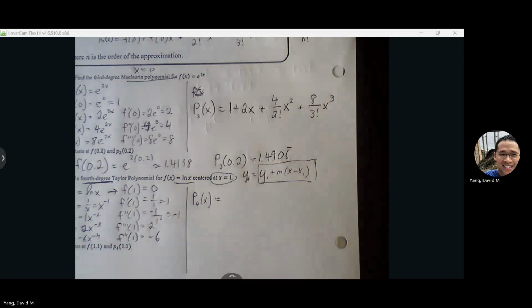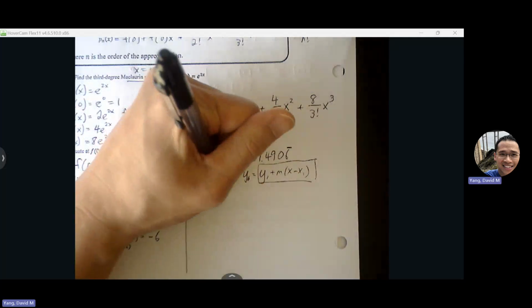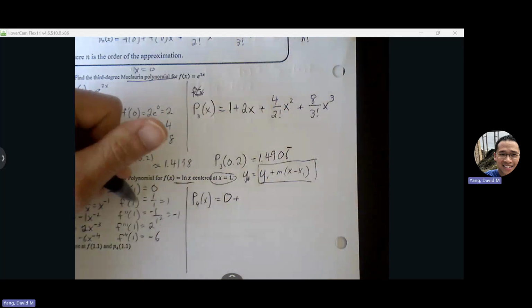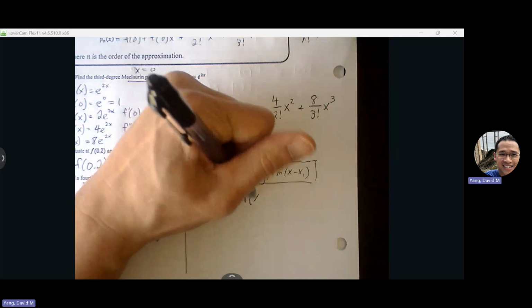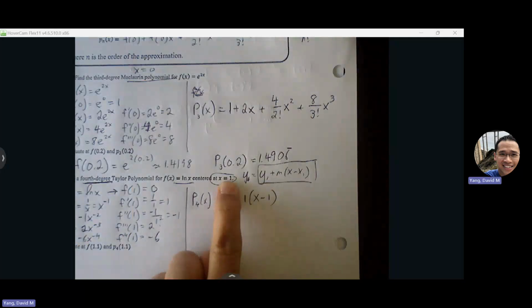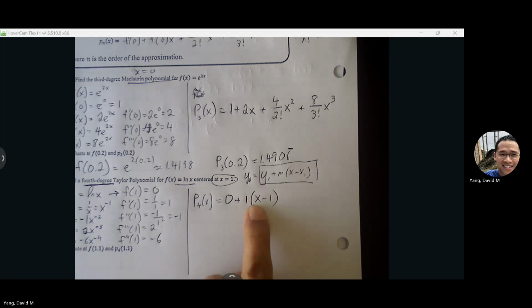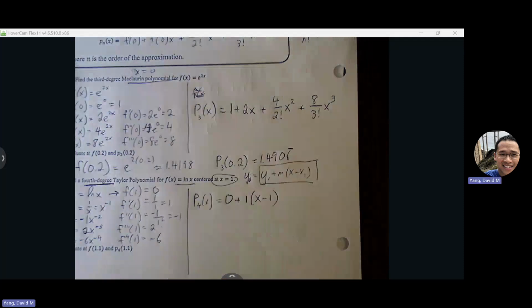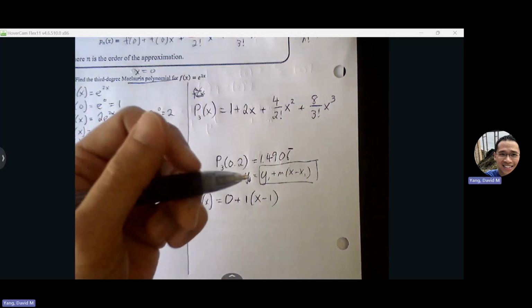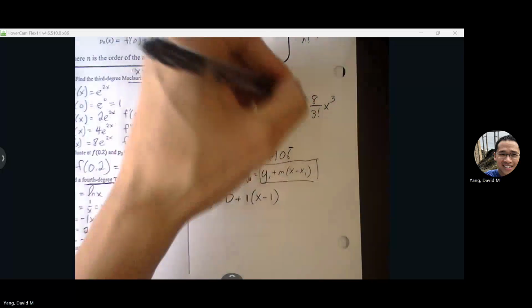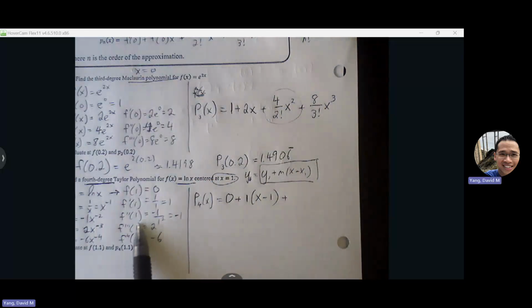Okay. So my y sub 1 is going to be 0 plus my slope times x minus 1, because that's my center, centered at 1, x minus c. All right, from here the pattern will be the same. So we're going to use the second derivative.